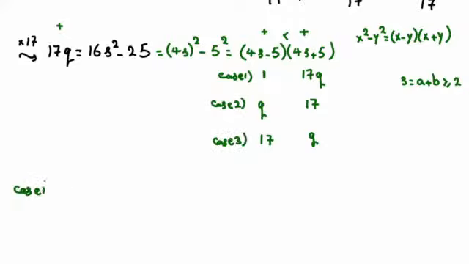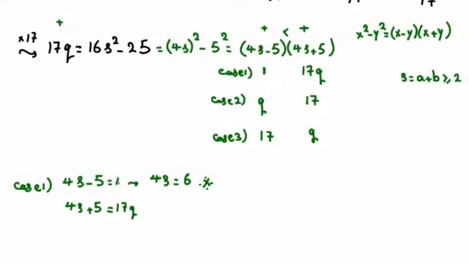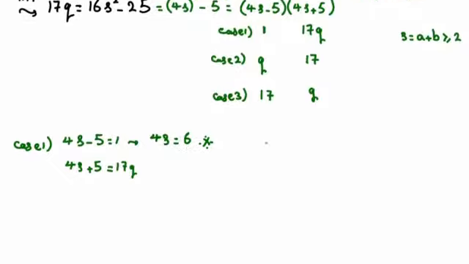In case 1, 4s minus 5 is 1, and 4s plus 5 is 17q. From one of these numbers, you can find s. So 4s equals 5 plus 1, which is 6. It's a contradiction, because 6 is not a multiple of 4.